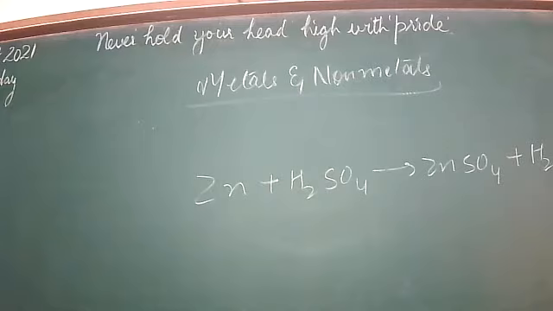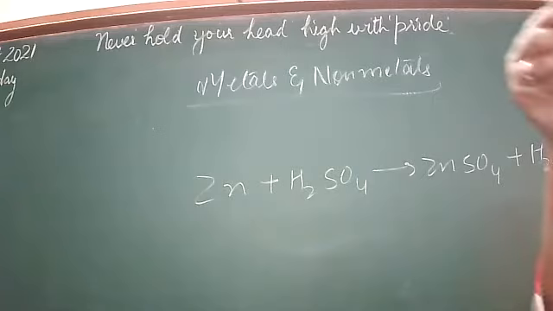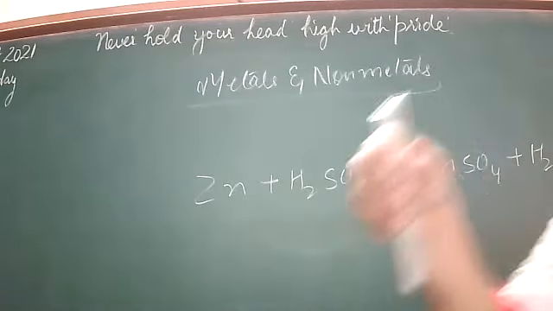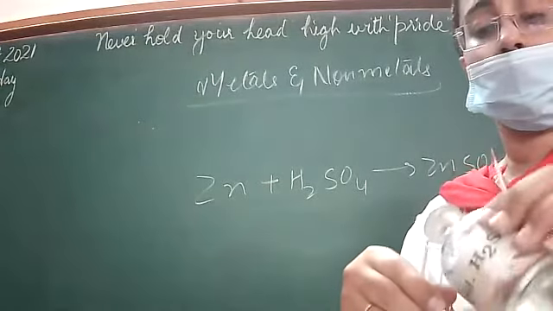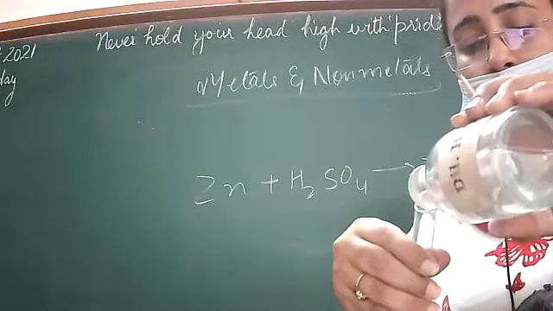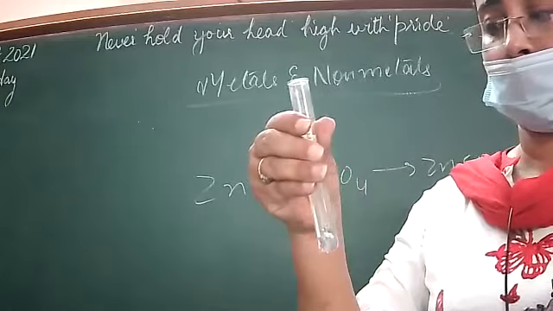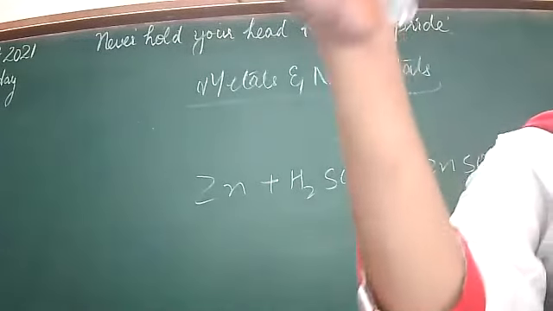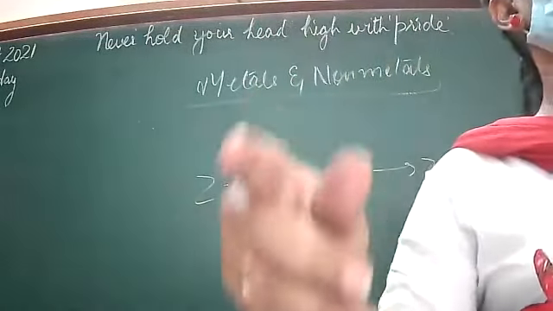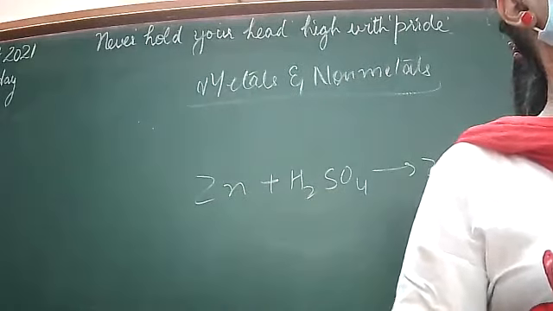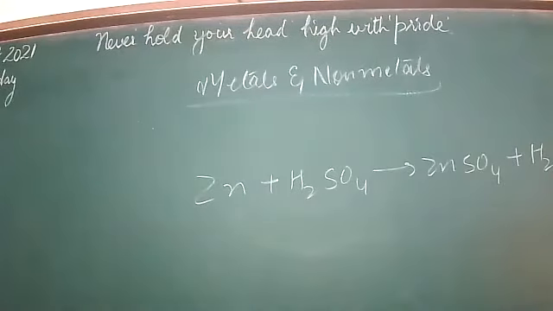There is no mastic. Burning mastic. See, now you can see the bubbles coming out. I have poured more of the acid. Now see the bubbles. These are of hydrogen gas. As zinc is reacting, so hydrogen gas is evolving.